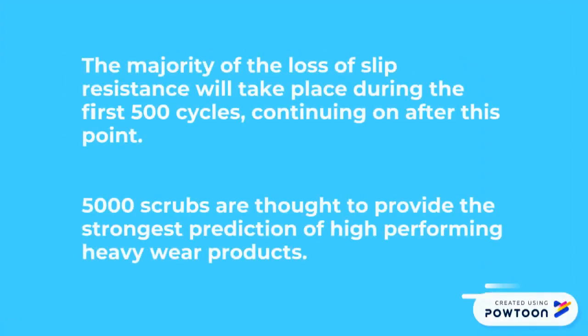The majority of the loss of slip resistance will take place during the first 500 cycles, continuing on after this point. Therefore, the AWT to 500 scrubs is able to predict products which should not perform well. 5,000 scrubs are thought to provide the strongest prediction of high-performing heavyweight products.